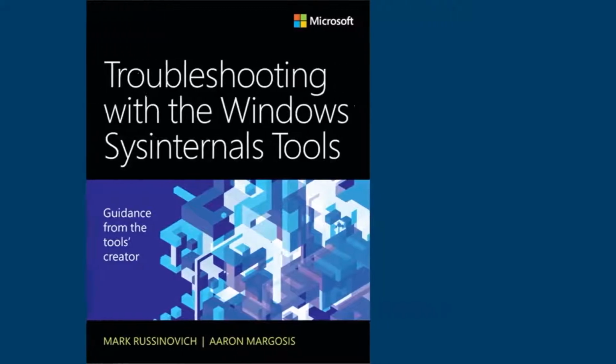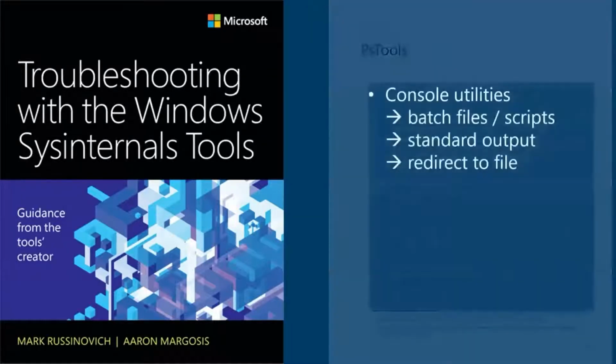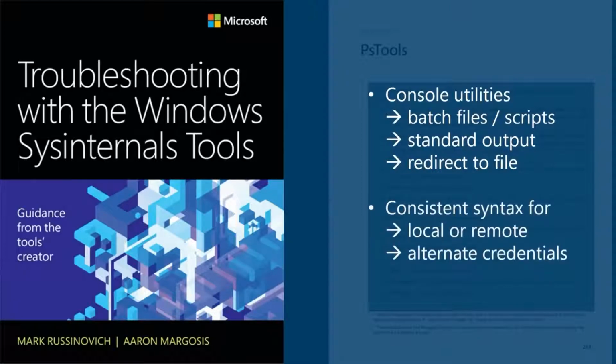This session is about the PsTools, a set of Sysinternals utilities that share some characteristics in common. Specifically, they're all console utilities, command line utilities, meaning you can use them in batch files and scripts. They write their results to standard output or standard error, where you can redirect them to files, unlike graphical GUI tools. Also, the PsTools, for the most part, can operate on the local computer or one or more remote computers. And there's a consistent syntax among all the tools for how to specify remote computers as well as alternate credentials to log on using a different account to connect to the remote machine.